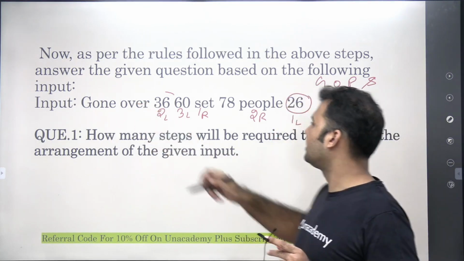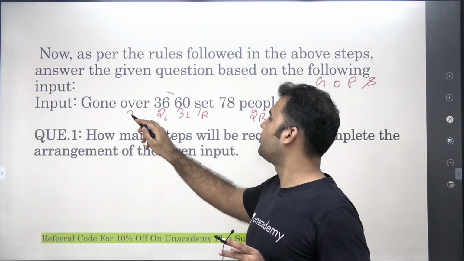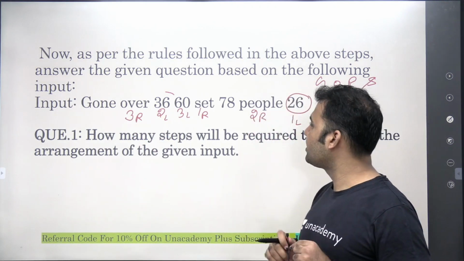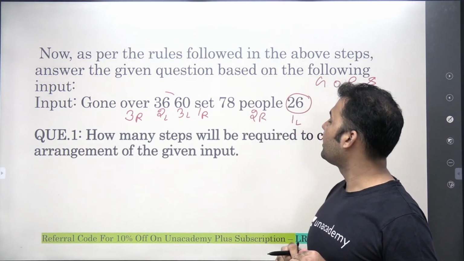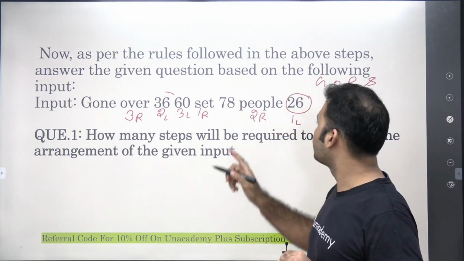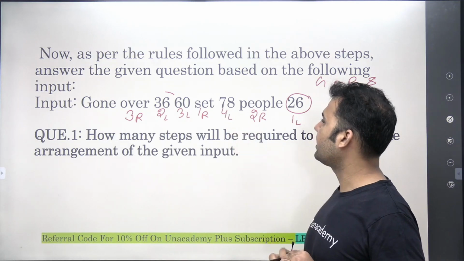Right? So in the third step, O will be moving. Right? So this will be ranked as 3R. Okay. What will happen in the fourth step now? You see that in the fourth step, 78 will be moving, right? So this will be given a rank of 4L, right?